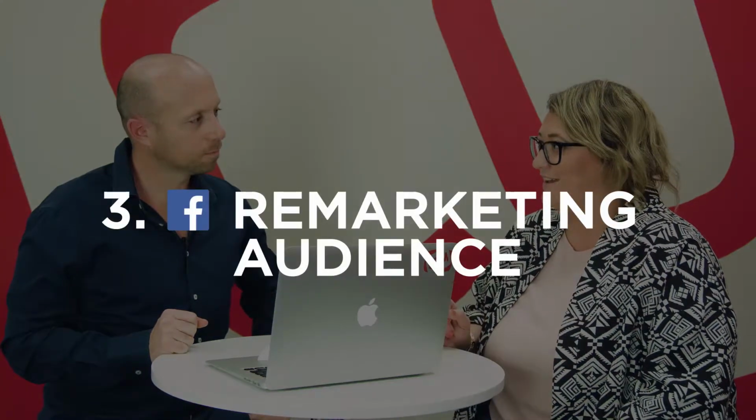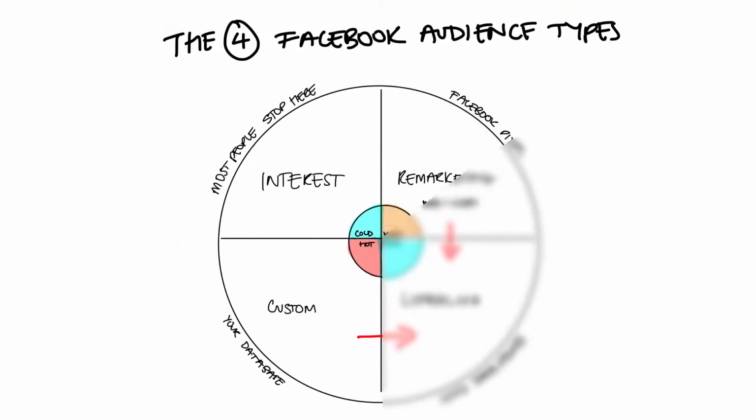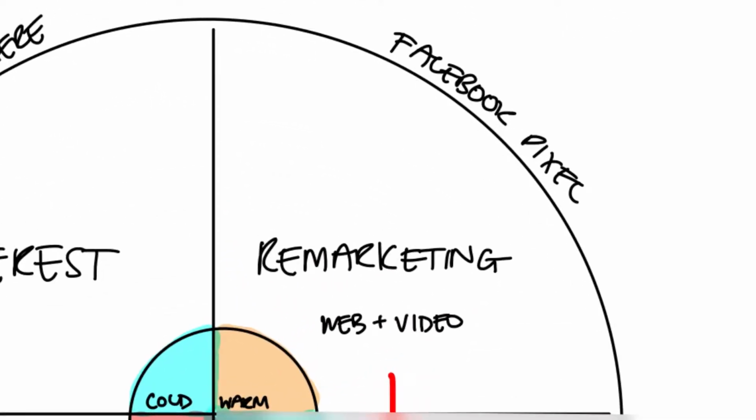Okay, what's number 3, Ev? Okay, number 3 is remarketing. What remarketing is, if somebody comes to your website and they've never taken action, so they've clicked on your website and then they clicked off, you can take all of those people and put an ad out to them on Facebook. It's really powerful. Very powerful.